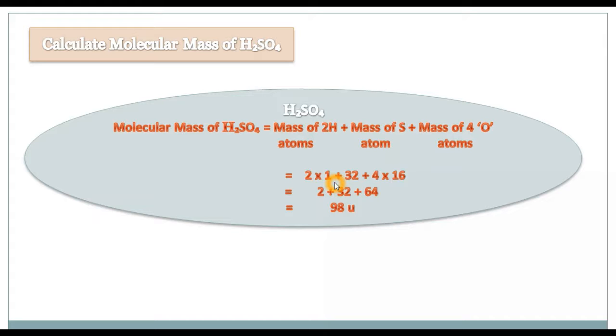So this is how we can calculate the molecular masses. But we should know the formula of the compound. The formula of the compound gives the atoms, and the atomic masses of the elements give the masses. So whenever we know the molecular formula and we know the atomic masses of the elements, we can calculate the molecular mass.